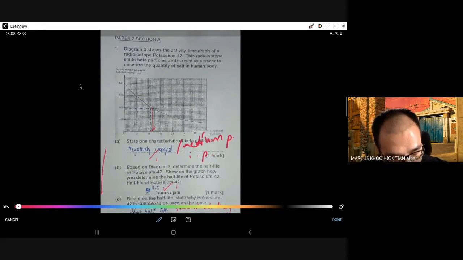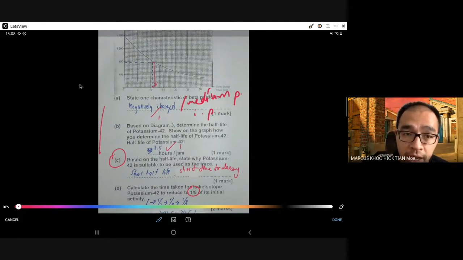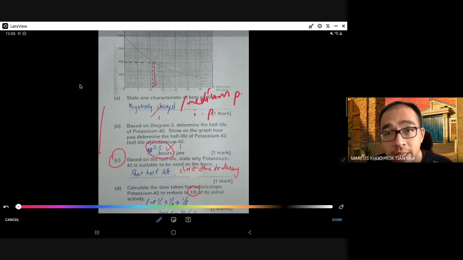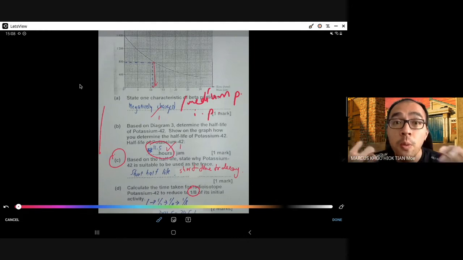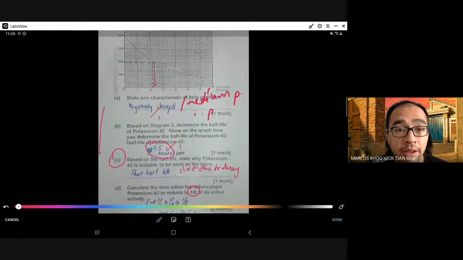I think the explanation is fine. I just have one comment. So why is potassium-42 suitable as the tracer? Of course, saying the short half-life is correct. It's 11.5 hours. Generally hours and minutes are very short half-lives. But so what? The question is, so why? What is so important that the half-life is short? Why must the half-life be short?